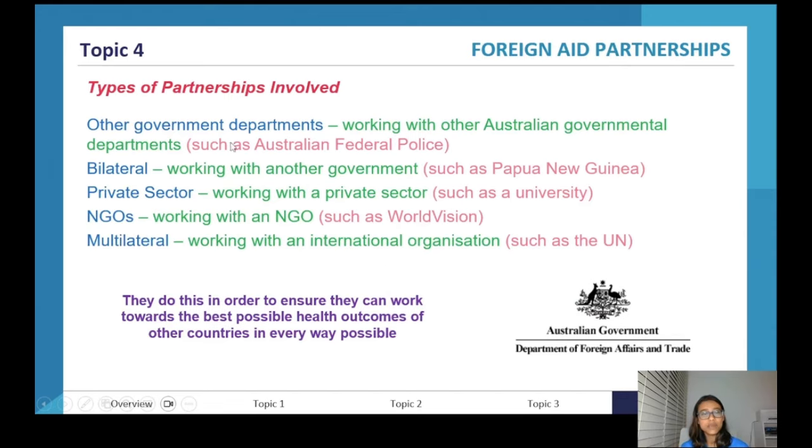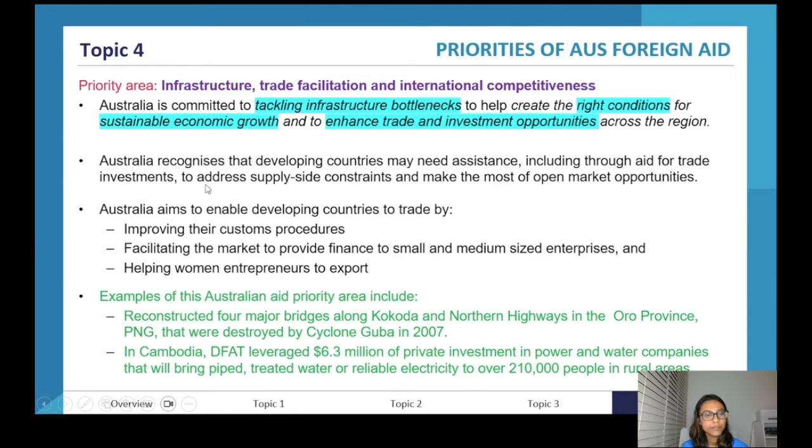So the types of partnerships that are involved are below. Yes, and then we'll keep going. We've got the priority area, and this is a slide that'll give you some examples. Those are the buzzwords here, and any other buzzwords that were specifically pointed out in class. Knowing them very well is important as well.